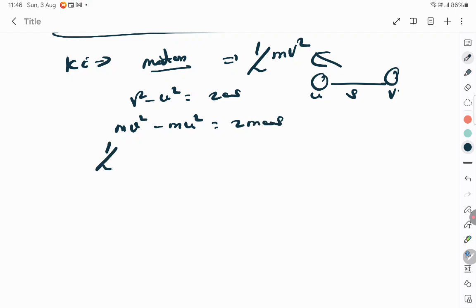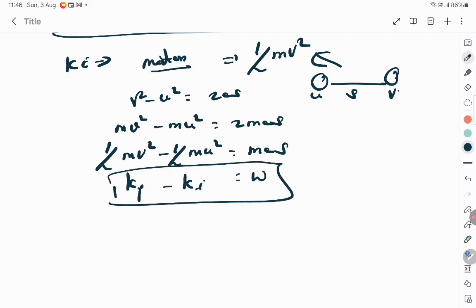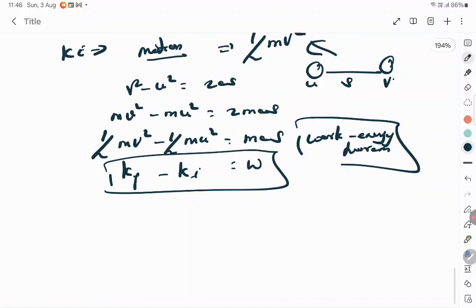Multiply every side with a half. And ma can be written as F, and F into s can be written as work done. So work done, therefore, is kinetic energy final minus kinetic energy initial, and this is known as the work energy theorem. Work energy theorem in simple terms. This is for a constant force, because you are writing m into a as F.